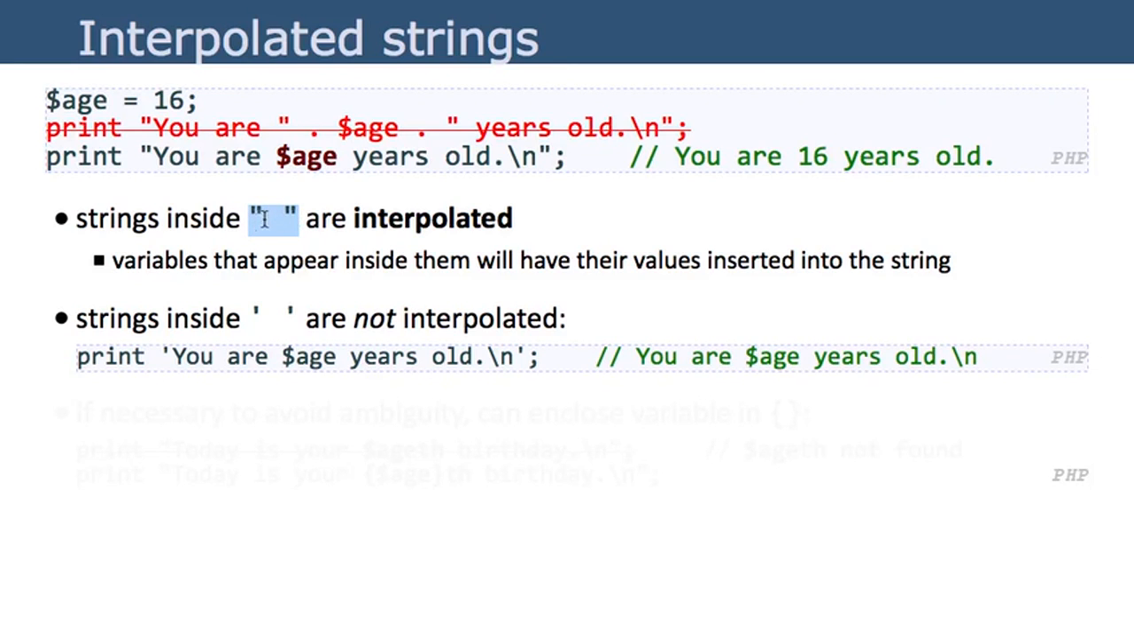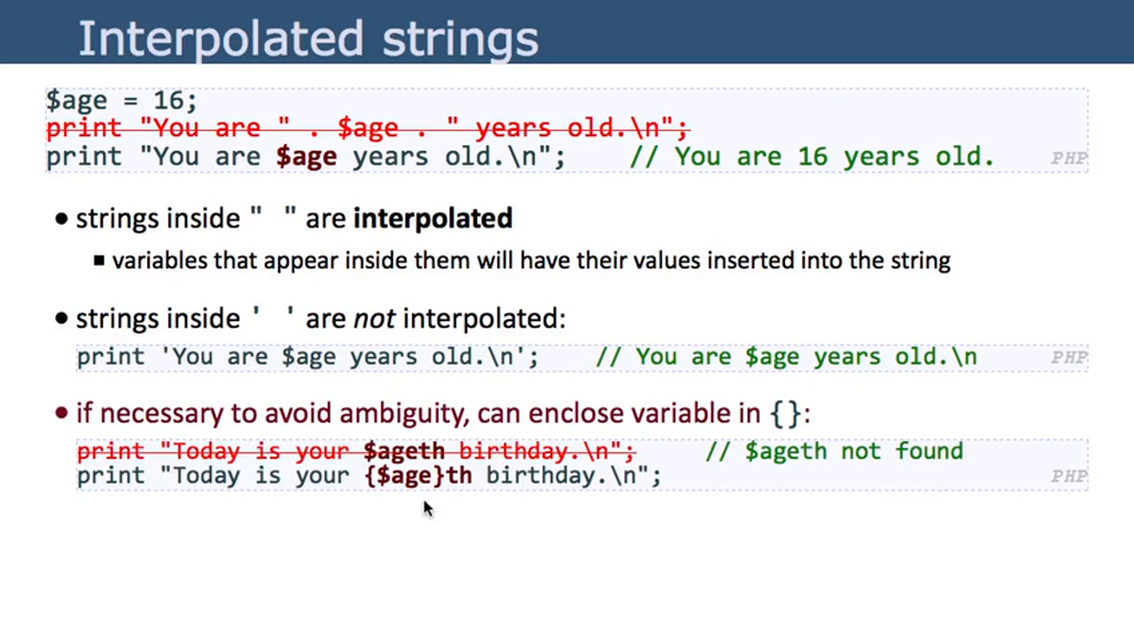Inside of double quotes, values are interpolated, so it will inject the value for age in here. However, inside single quotes, they're not. So inside single quotes here, it'll actually just literally output $age. Okay, so this will output you're 16 years old. This will output $age. That's a very useful feature. If you need to disambiguate, you can wrap the variable name in curly braces. Otherwise, it'll look for a variable called ageeth, which in this example doesn't exist.